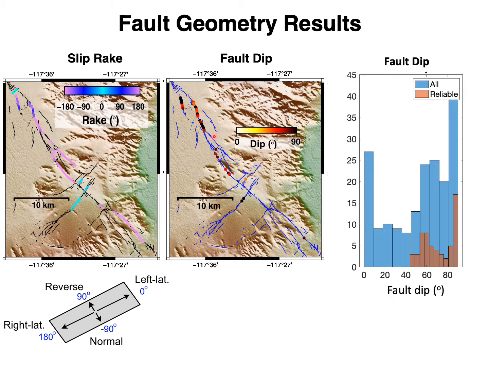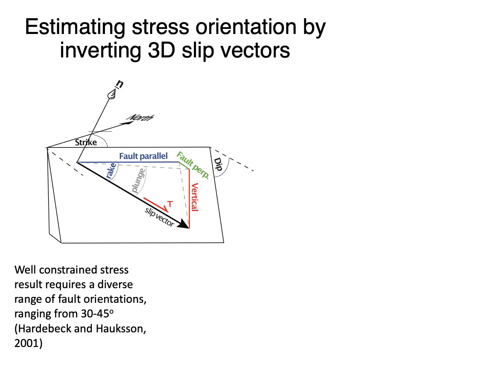So we had to remove most of our measurements. Around 70% of our measurements we had to remove. So the blue shows the range of fault dips that we originally had, and then the red is what was remaining. But this still provides a diverse range of rakes and dips that we can use.